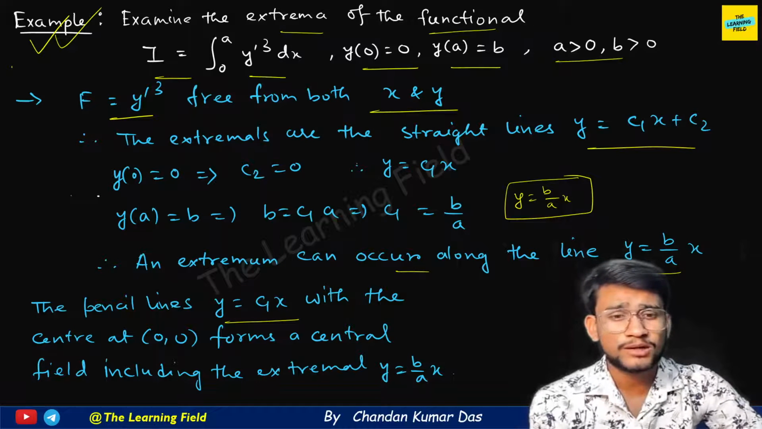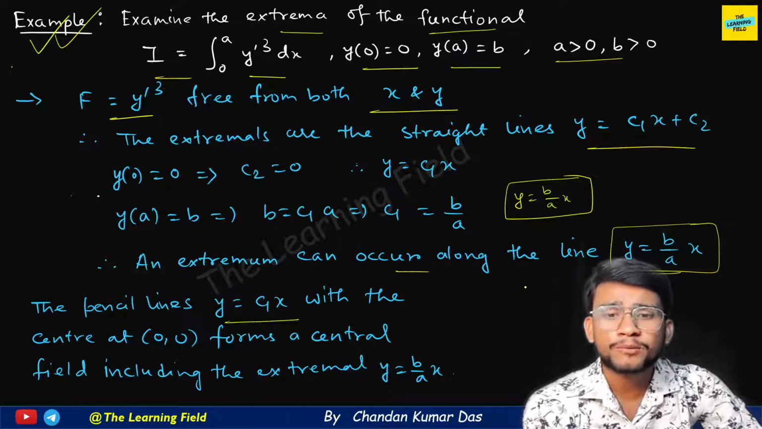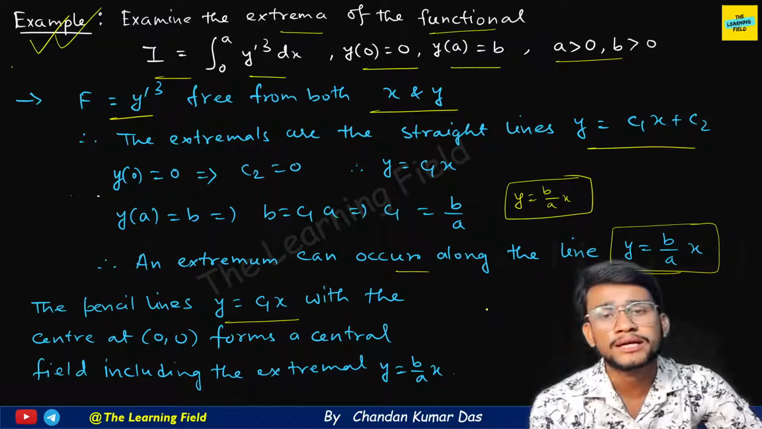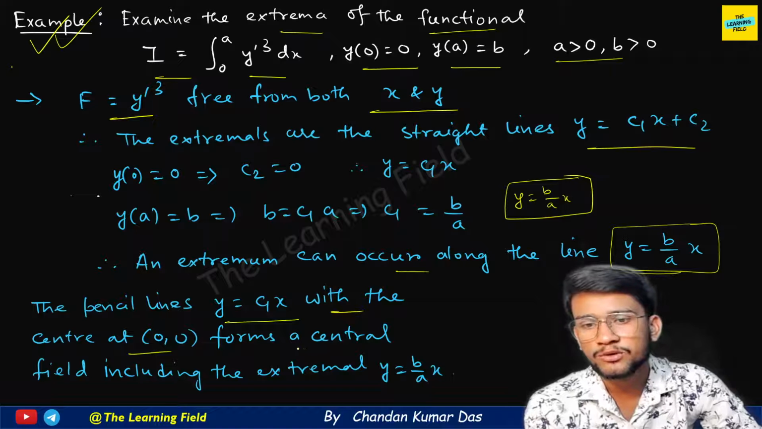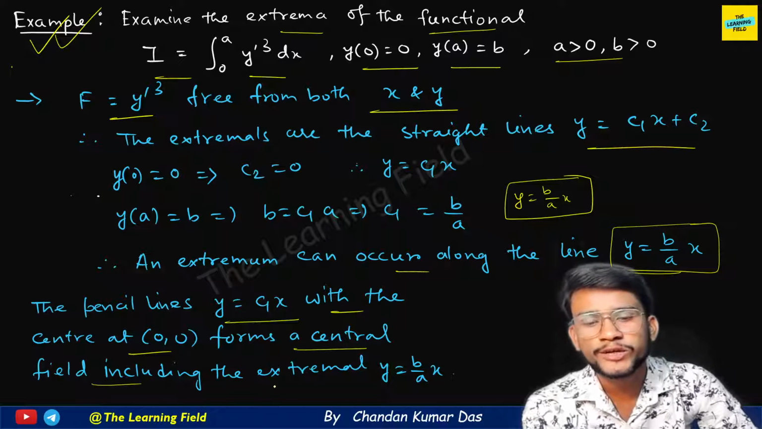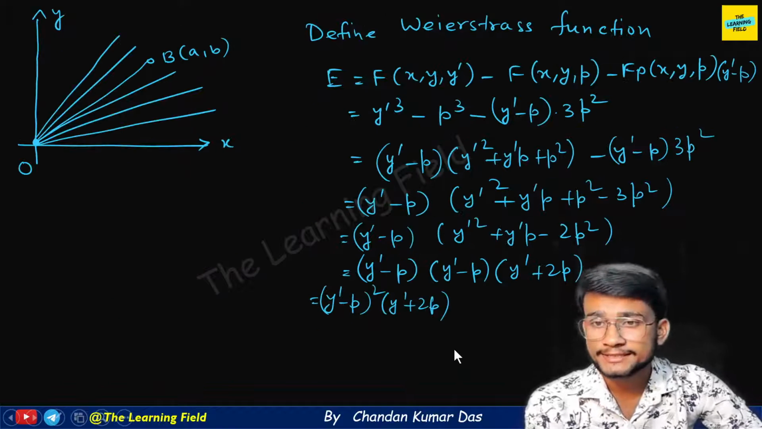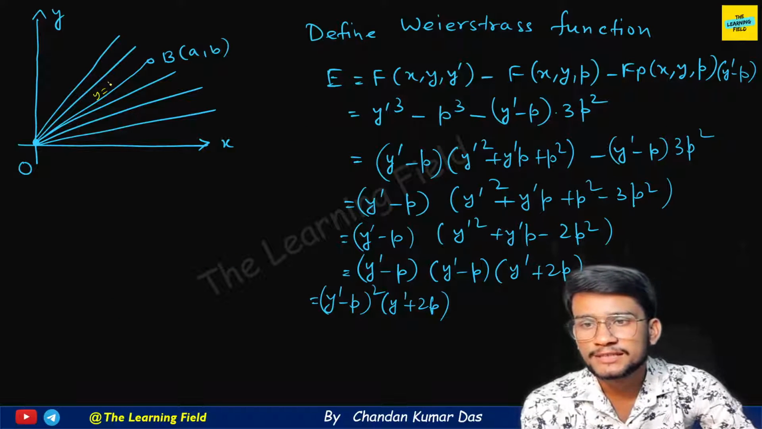Pencil lines means what? This y equal to c1x is a family of curves. The family of curves y equal to c1x we call a pencil of curves, with the center at (0, 0), which forms the central field including the extremal y equal to b by a x. That means what? These lines y equal to b by a into x.